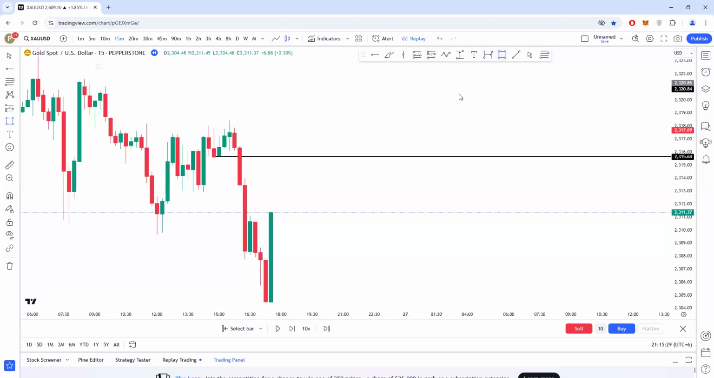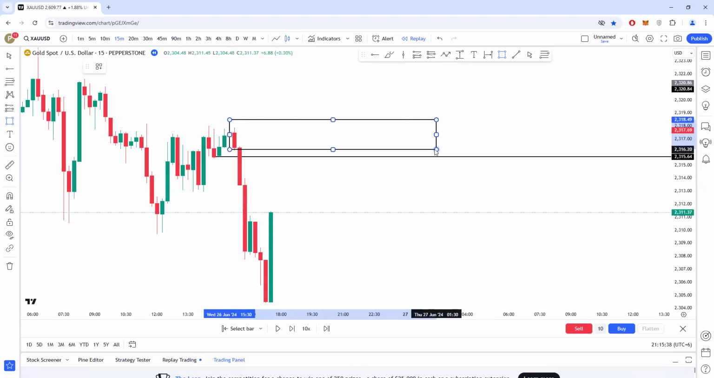Do we have any overlapping here? Yes, I'm showing you a technique, how to identify overlapping easily. You will see an engulfing here, right? Which is sell.